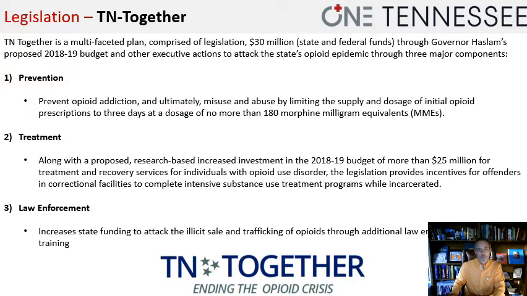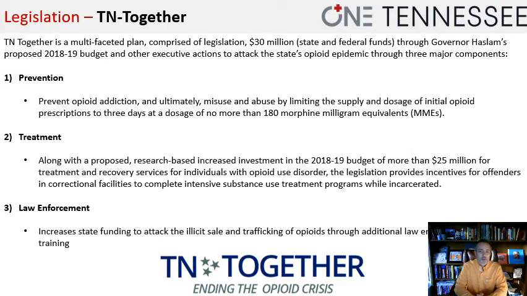So this is designed to prevent the next generation from falling into the trap of physical dependence and subsequent misuse and abuse. Also, we know that we have a lot of Tennesseans that are suffering from an opioid use disorder. So there's money for treatment, along with a proposed research-based increased investment in the 2018-19 budget of more than $25 million for treatment and recovery services for individuals with opioid use disorder.